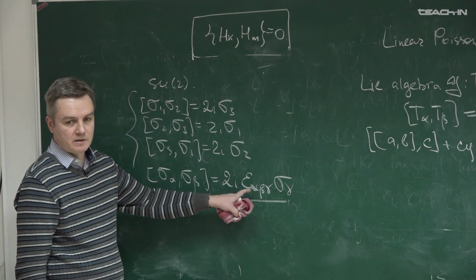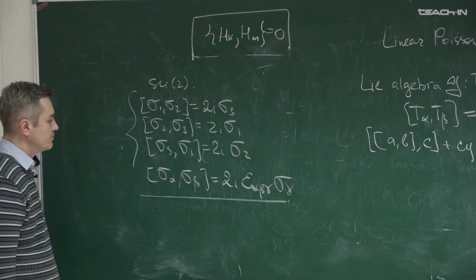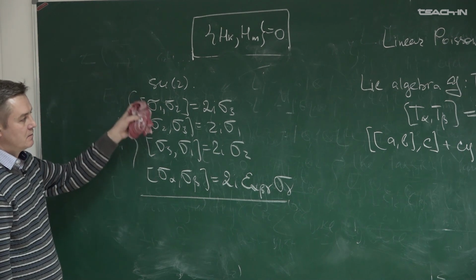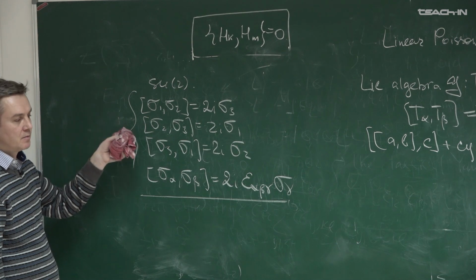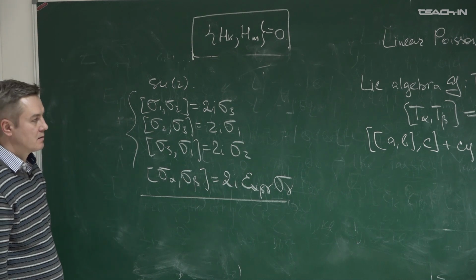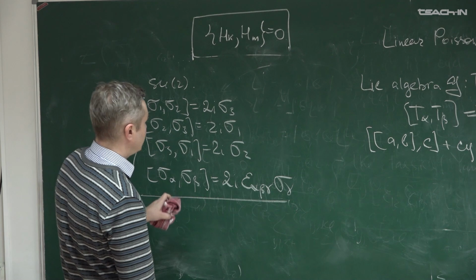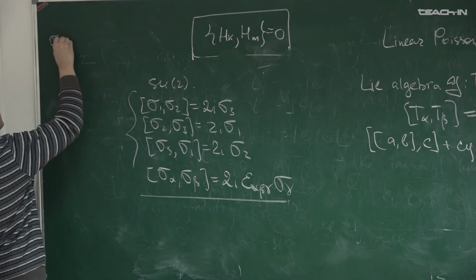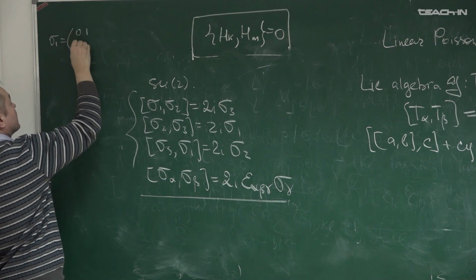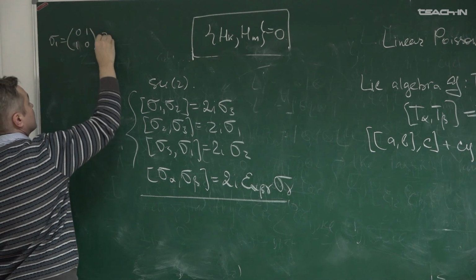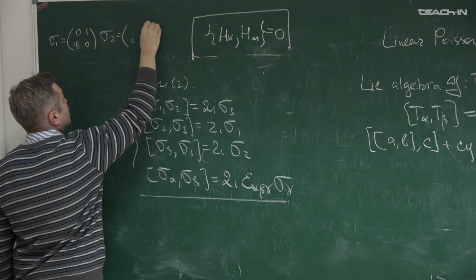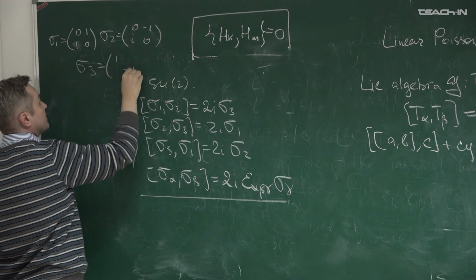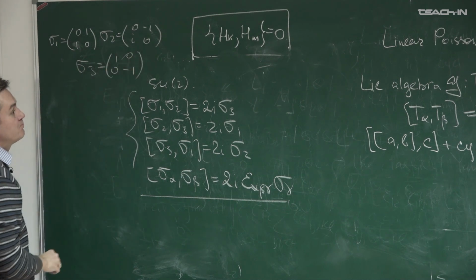Yes, so this is a skew-symmetric symbol. And we know that, for example, these relations are fulfilled by Pauli matrices. Also a very well-known fact. Sigma 1 is written like this, sigma 2 is like this, and sigma 3 is like this. Yes?